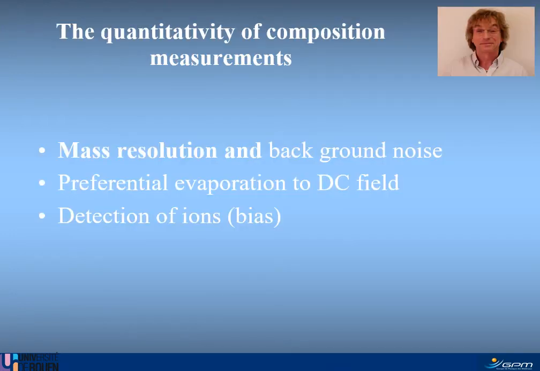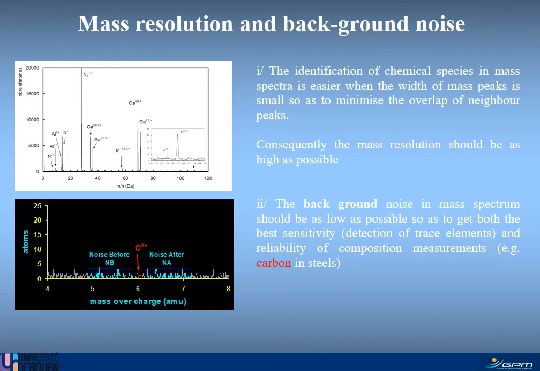Now we will discuss briefly the problem of the quantitativity of composition measurement. Clearly this quantitativity depends on mass resolution and background noise, but also on some problems that we have. These problems are the preferential evaporation of atoms to the DC field and the problems related to the detection of ions.